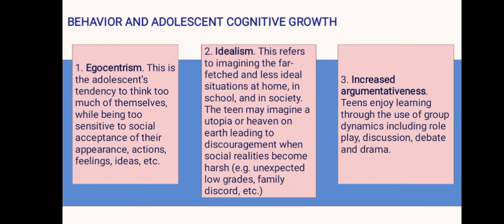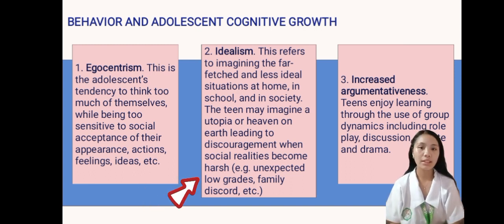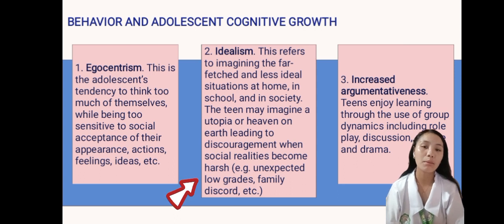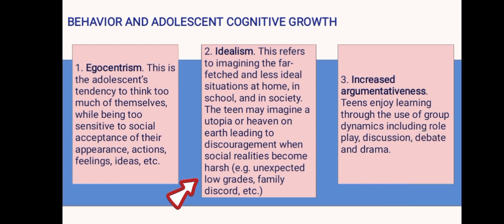Ito ay maaaring magdulot ng di pagkakaintindihan o hidwaan sa communication dahil nahihirapan silang makiramdam o manawan ng iba't ibang pananaw. Number 2 is idealism. This refers to imagining the far-fetched and less ideal situations at home, in school, and in society. The teen may imagine a utopia or heaven on earth, leading to discouragement when social realities become harsh. For example, unexpected low grades, family discord, or etc.